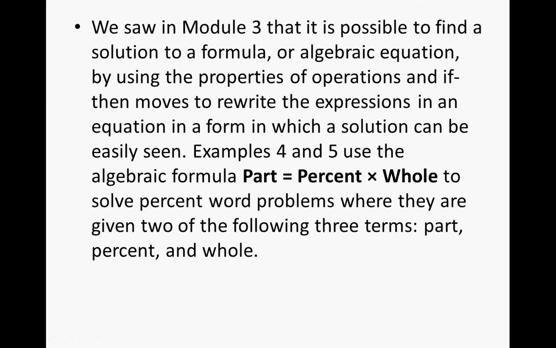All right, so we saw in Module 3 that it is possible to find a solution to a formula or algebraic equation by using the properties of operations and if-then moves to rewrite the expressions in an equation in a form in which a solution can be easily seen. So examples 4 and 5 that we're going to do use the algebraic formula, part equals percent times whole, to solve percent word problems where they are given two of the following three terms: the part, the percent, and the whole. So now we can interchange which parts were given and which parts are missing.